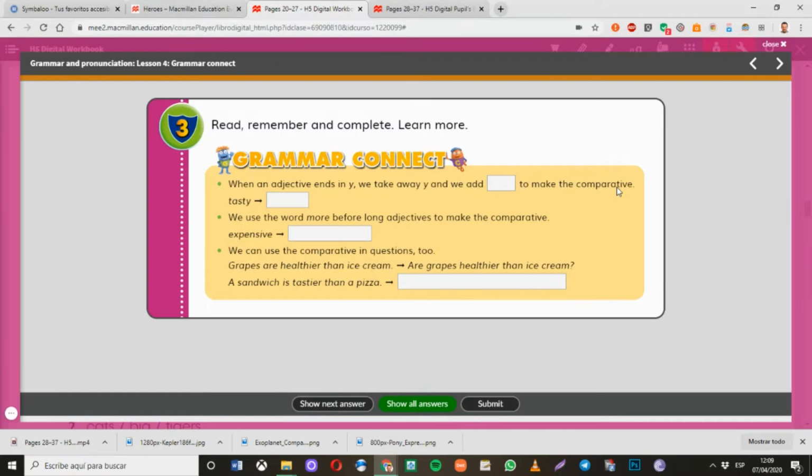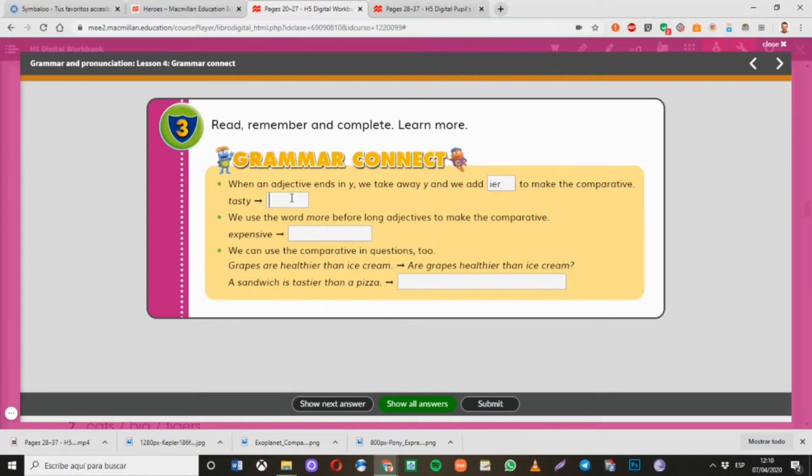Okay, so we have 3 points here: 1, 2, 3. The first one says, when an adjective ends in y, we take away the y and we add the ending to make the comparative. For example, tasty. When you click the y, what do we have to write here? Try to think. The first one is this, and then we have to write this. Are you agree with me? We change the y to an i and we add the suffix of the comparative adjectives.